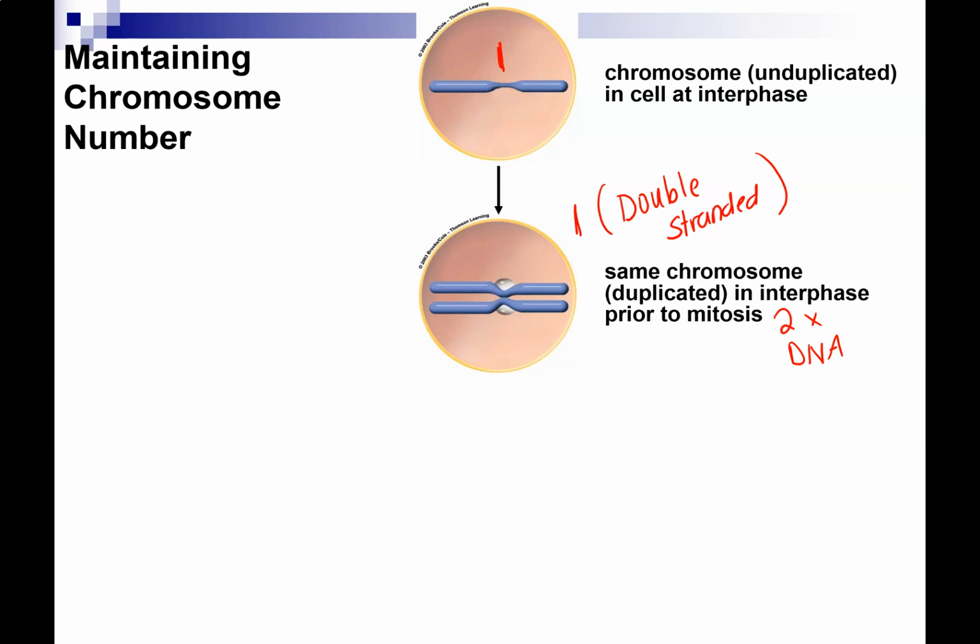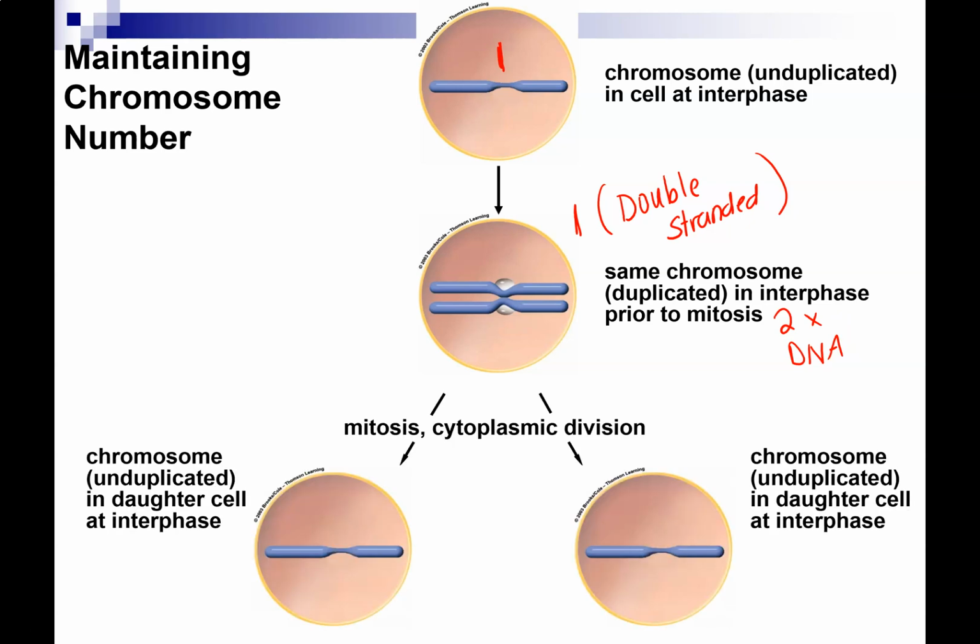In this case, they're called sisters. Then, after cytoplasmic division, known as cytokinesis, you end up with 2 cells that each have 1 chromosome, and if all goes well, they will be exact. No mutations, hopefully. And then those can go on to grow and do it again.